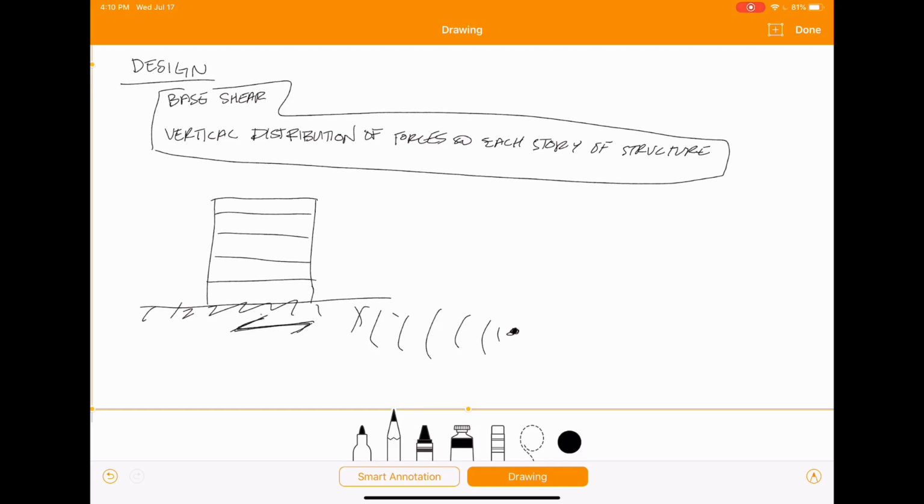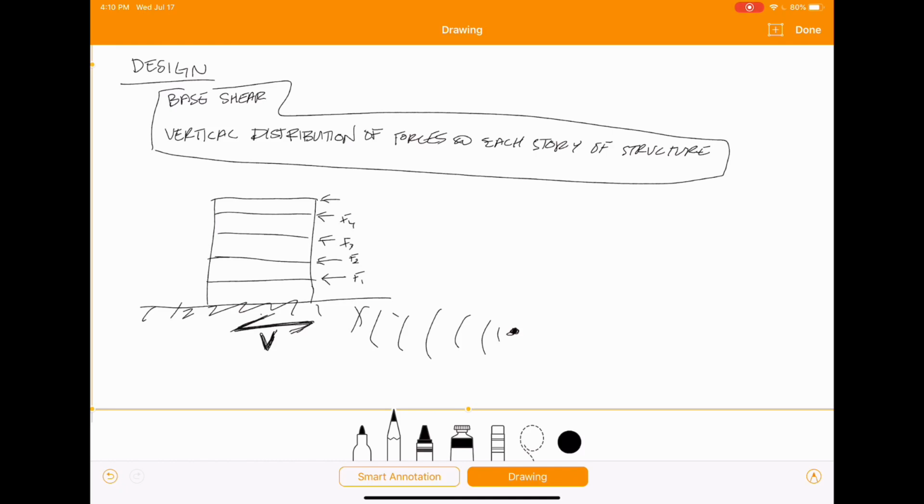Now, this total force that it feels here at the bottom, that's going to be its base shear. And what we can do when we're designing is we can split this base shear up into different components and apply them at each story. So that way we know what to design each story for.